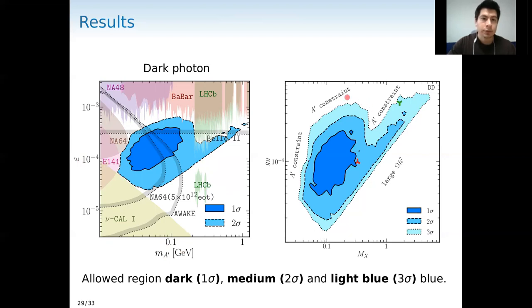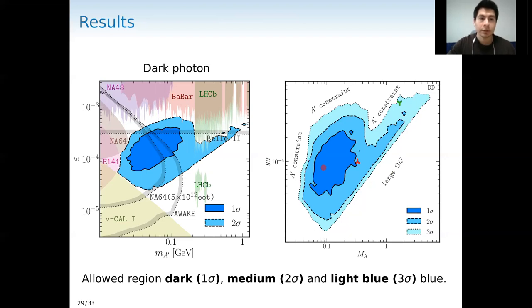And we can also see that close to here, we have BaBar, NA48, we have NA64, and we have A141. And here we have also the constraint from NuCal. And in here we have the constraint from large relic density.